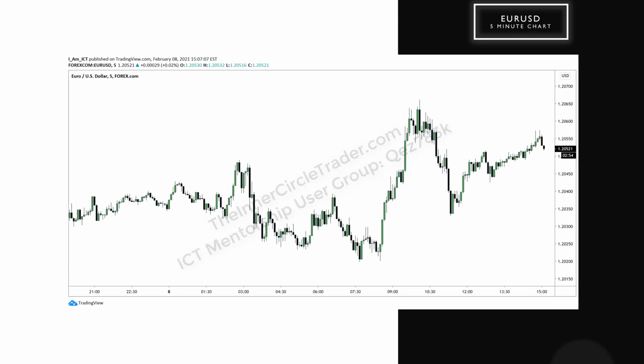Alright, so we're looking at the euro dollar on our 5-minute chart. Now, this isn't going to be a prompt every single time. I'm kind of tired of saying it. So you just know as soon as I load the chart up without any annotations, be prepared to pause it.